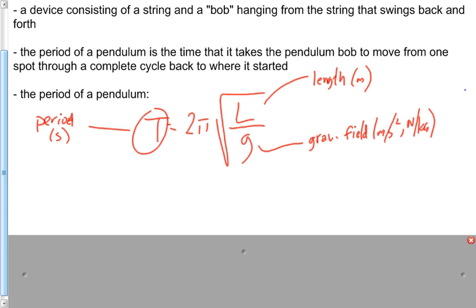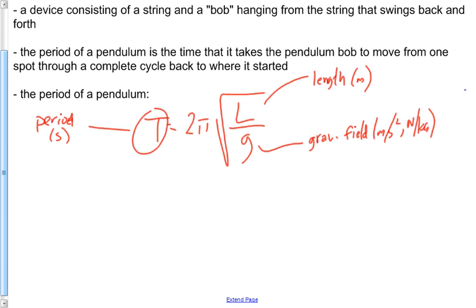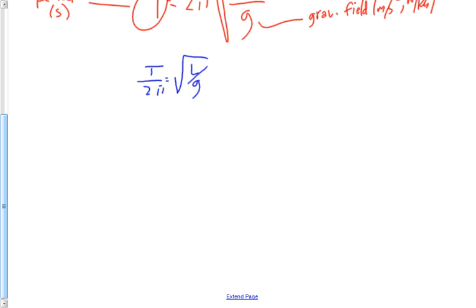Let's go through the rearranging of that equation right now. I want to solve for L. What do you want to get rid of first? Yep, 2 pi. So let's take it over by dividing. T over 2 pi equals the square root of L over G. So far, so good. We're still a ways from solving for L, though. What's next? Square both sides. So it becomes T over 2 pi squared equals L over G. We're getting there.